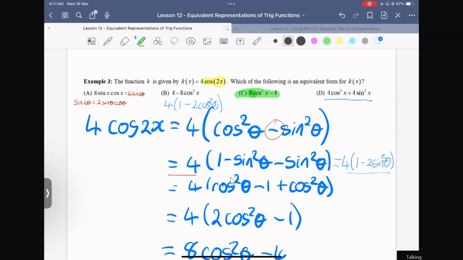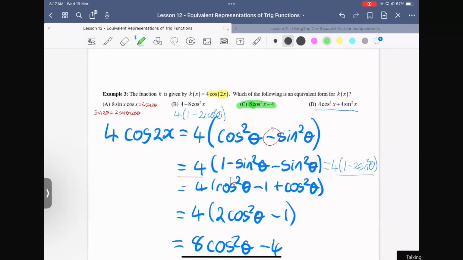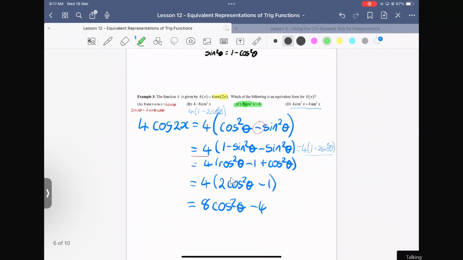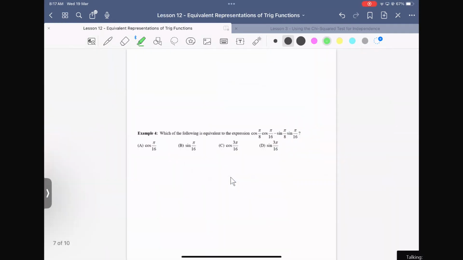Will this be MCQ or FRQ? Both. This will be big. It'll be in MCQ and FRQ, because you can tie it with equation solving. If you want to make equation solving hard, you mix these in as well.